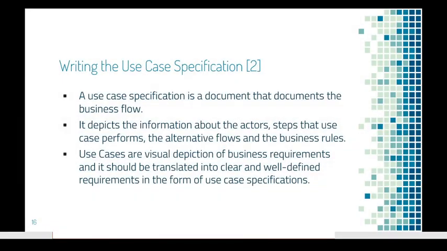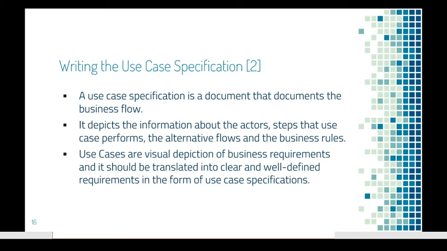Okay, now let's move forward to the use case specification, or the use case scenario, or the use case description. Each use case again will have its own use case scenario. A use case specification is a document that documents the business flow. It is a detail of your use case diagram. It depicts the information about the actors, the steps that the use case performs, the alternative flows, and the business rules.